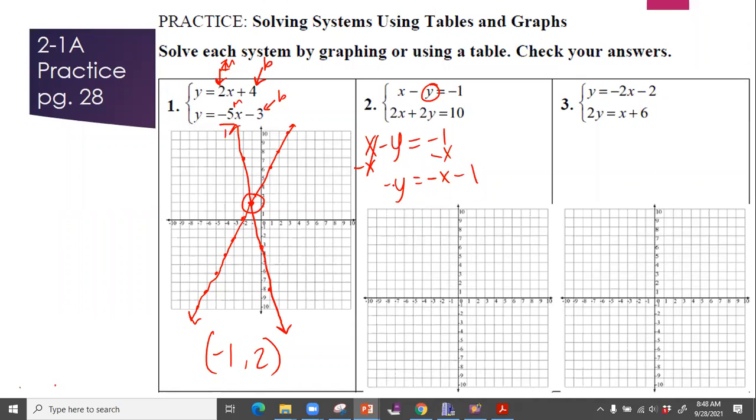If there's no number here, what's here? 1, our friendly 1. So I'm going to divide by negative 1. And a negative divided by a negative is a positive. So we have positives all the way across. So we're working with y equals x plus 1.